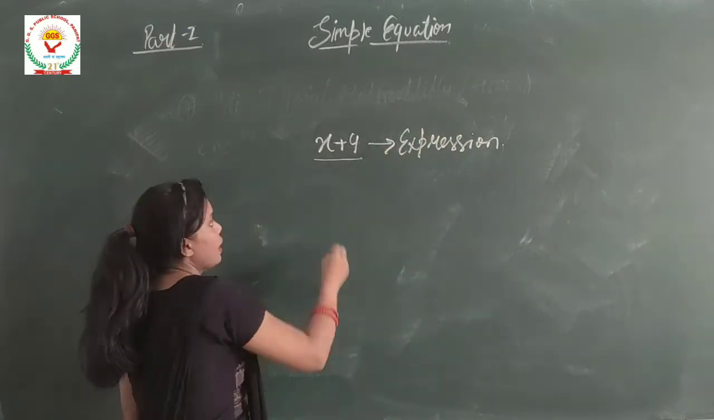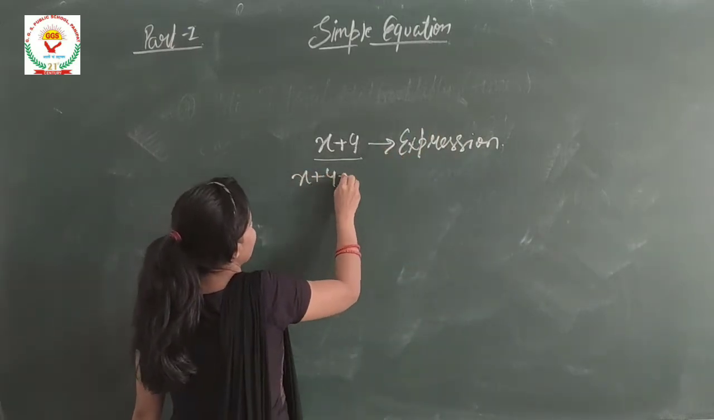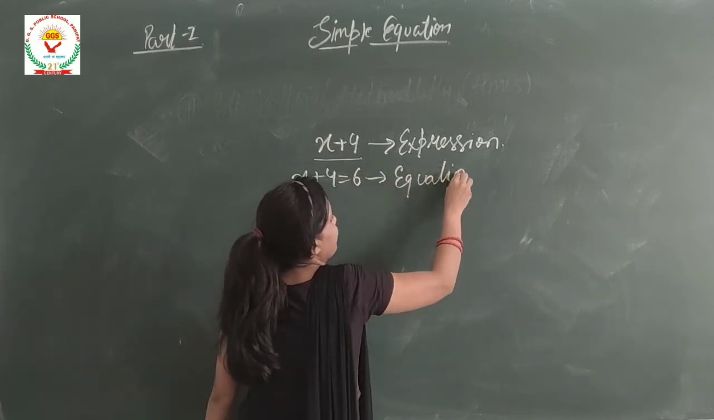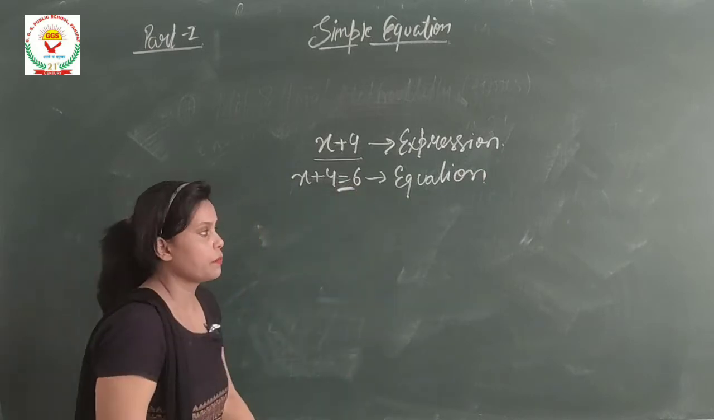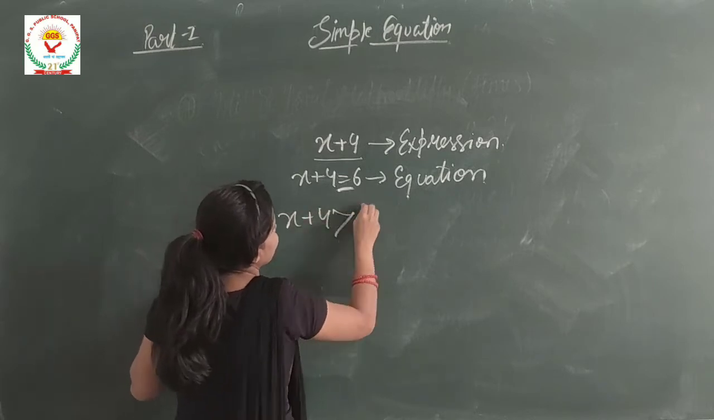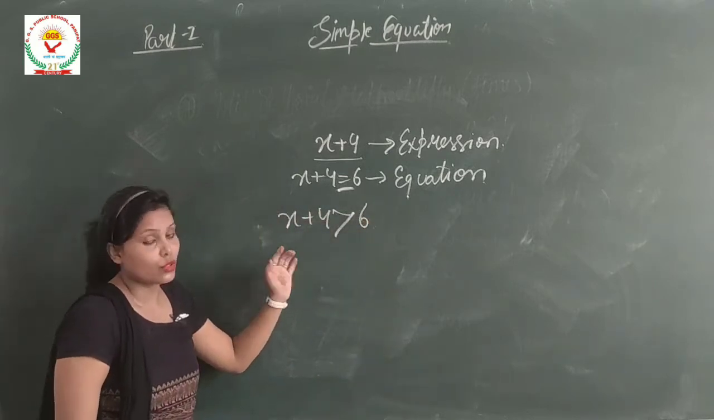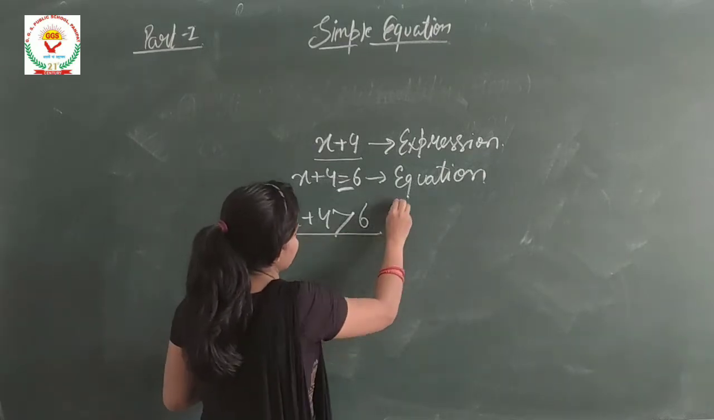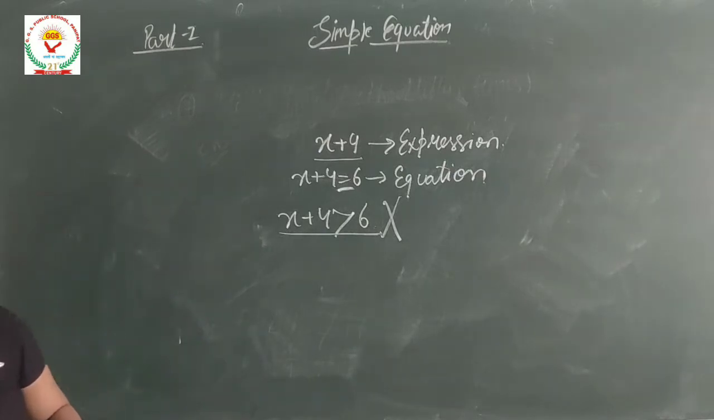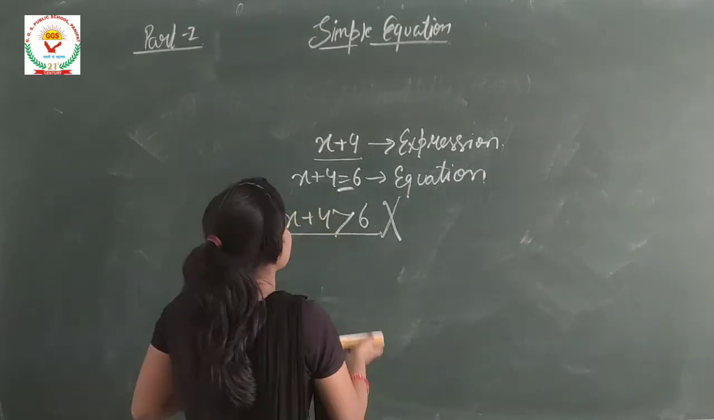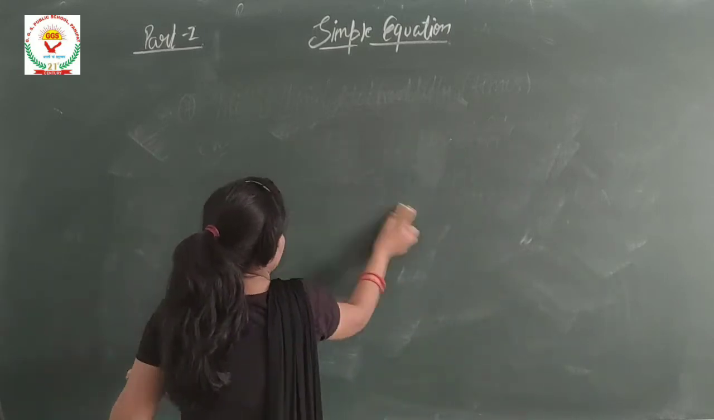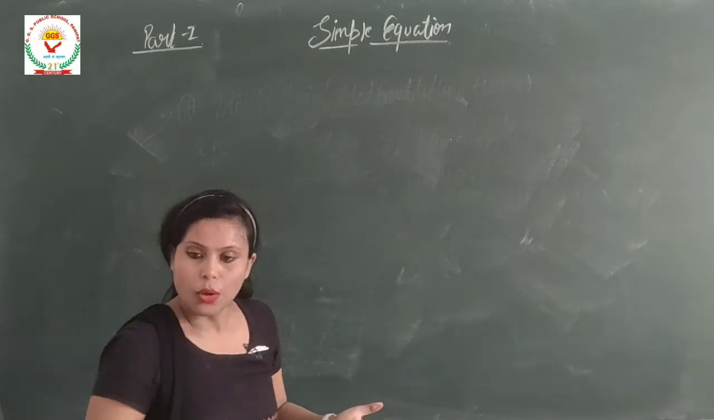If I write x plus 4 is equal to 6, this is an equation. Why? Because it consists of an equal to sign. Now if I write x plus 4 is greater than 6, is it an equation? No, this is not an equation because it doesn't consist of an equal to sign. So from here we get to know that the equals to sign is very important for any equation. An equation is only the expression which has an equals to sign.